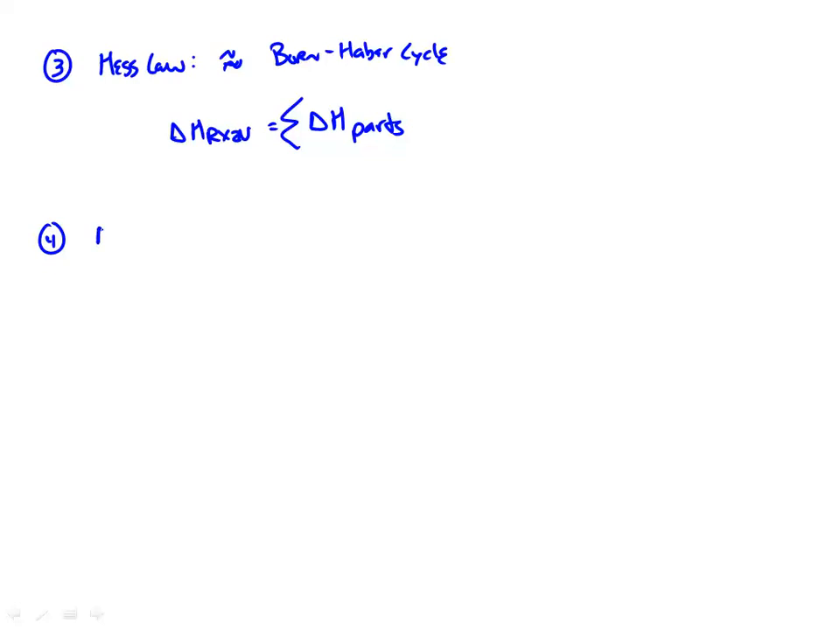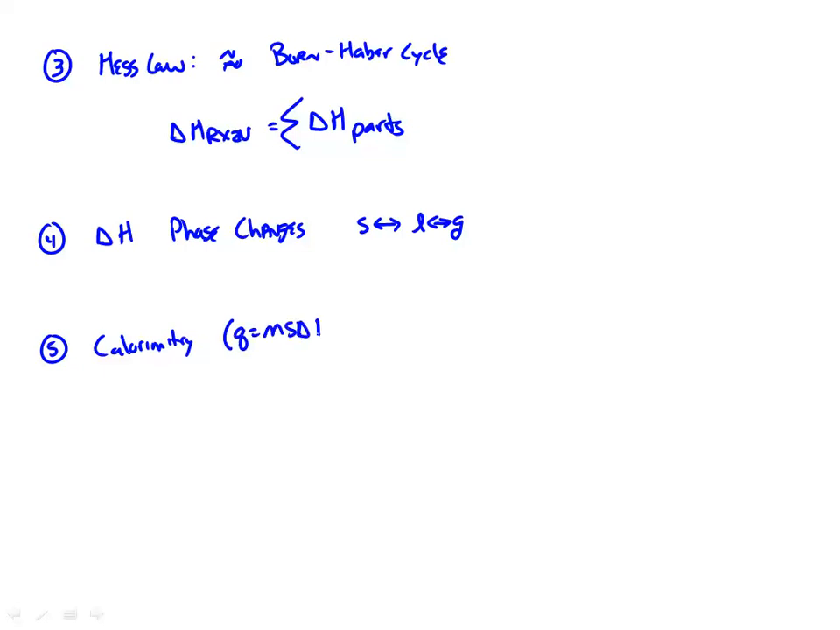We're going to look at delta H for phase changes. And what we mean by phase changes is if I go from a solid to a liquid to a gas, or vice versa. Because quite often in a reaction, we do go from a solid to a liquid or a liquid to a gas or something like that. We're going to look at something called calorimetry. That was that Q equals ms delta T. That's what we're going to do in lab tomorrow.